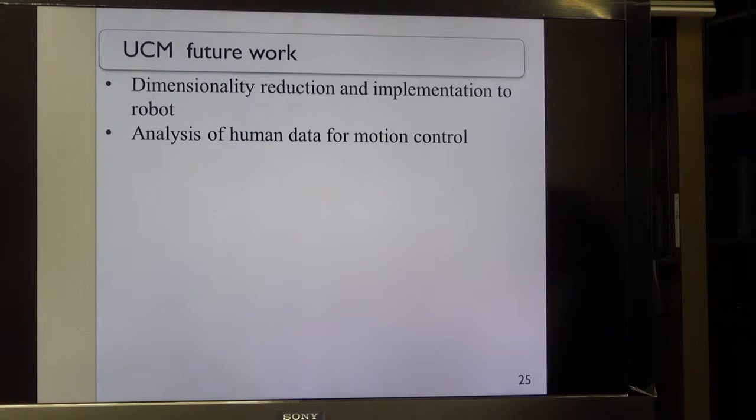So the future work again with UCM is dimensionality reduction and implementation to the robot, and the analysis with the human data.